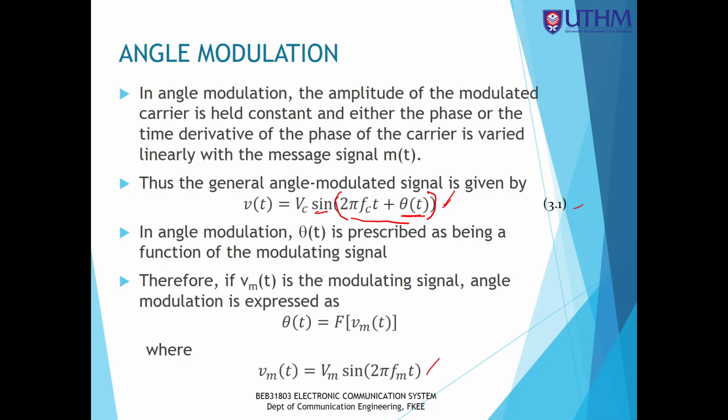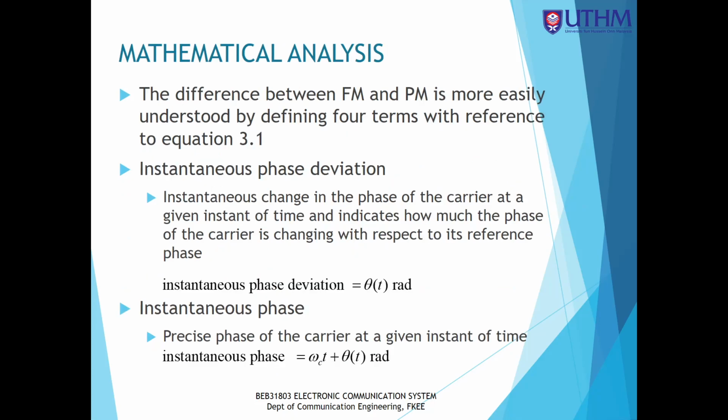We have learned that theta(t) is the instantaneous phase deviation in radians. The instantaneous phase deviation is the instantaneous change or variation of the phase at a specific time, whereas the instantaneous phase is the exact or precise phase of the carrier at a specific time, also in radians: omega c t plus theta(t).